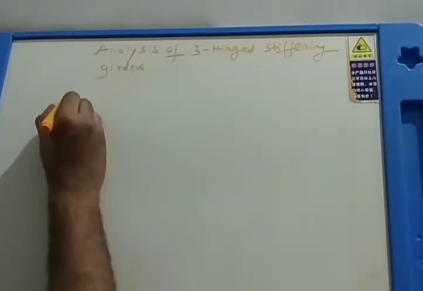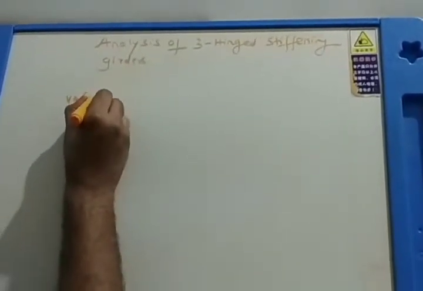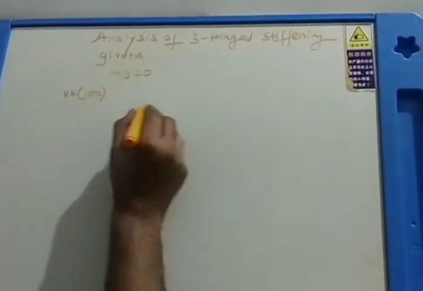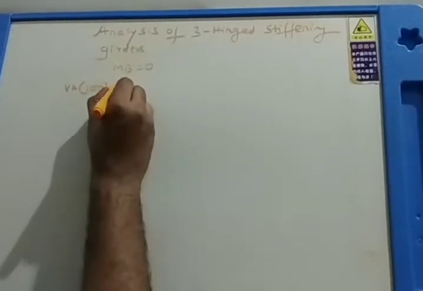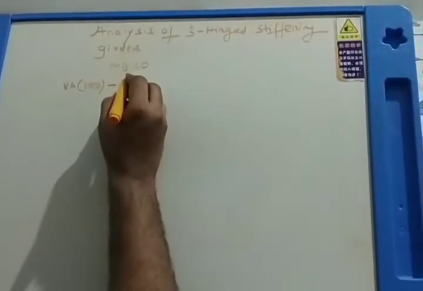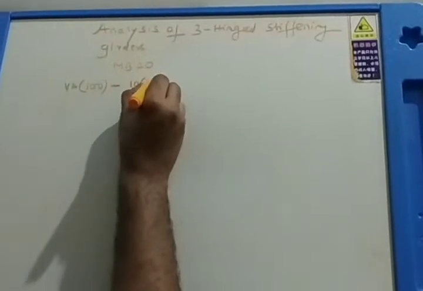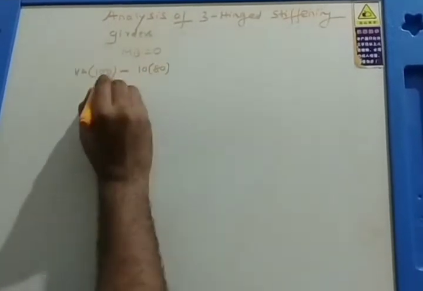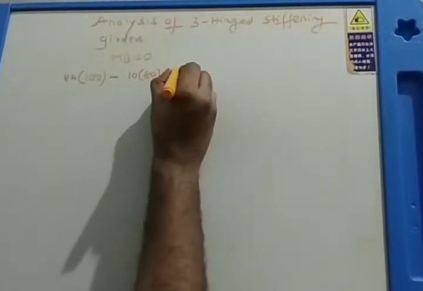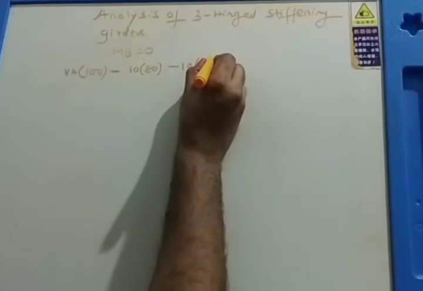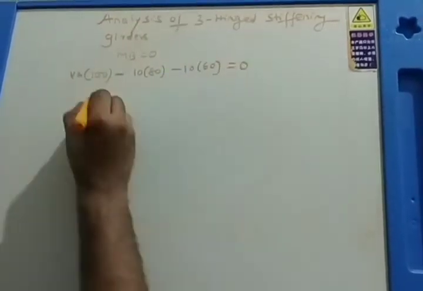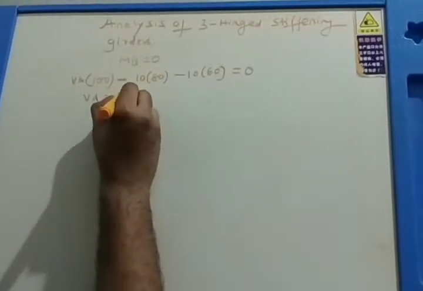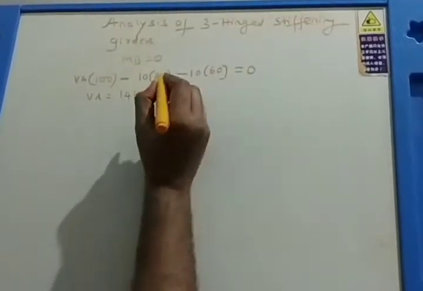So VA into 100, I am taking moment about B equal to 0. VA into 100 for the girder minus 10 into 80, that is moment due to left load which is 10 kN at 20 meters from the left support, and then minus 10 into 60 is equal to 0. With that you are going to get VA is equal to 14 kN.